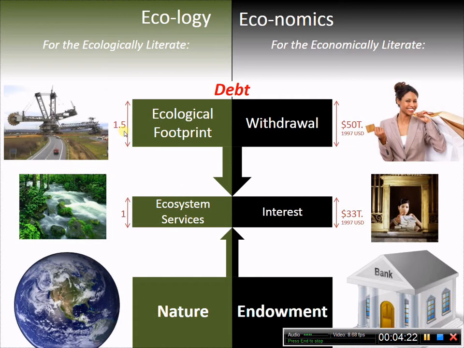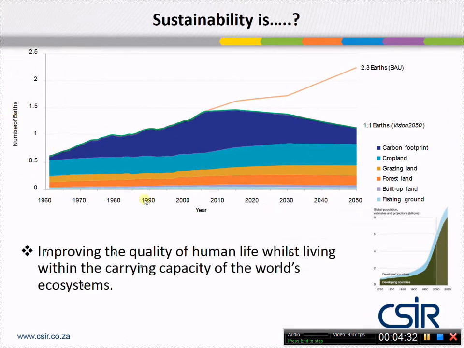Our ecological footprint is approximately 1.5 times the ecosystem services that are delivered by nature. So currently, our ecological footprint is about 1.5 Earths. If we continue on this business as usual approach, by 2050, our ecological footprint will be 2.3 Earths. Clearly, this is not sustainable. And for a sustainable development vision by 2050, we would need to reduce our ecological footprint to maintain ourselves within the carrying capacity of the Earth, i.e. approximately 1 Earth.